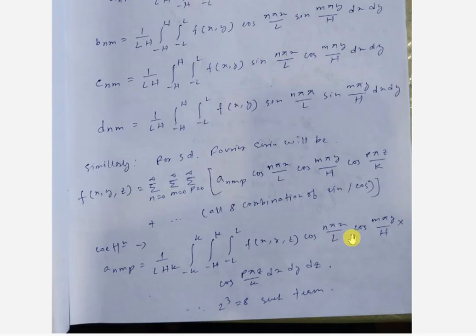One value would be for cos cos cos, then the next value would be cos sine sine, then cos cos sine, then sine sine cos, then sine cos cos. It will be like that.